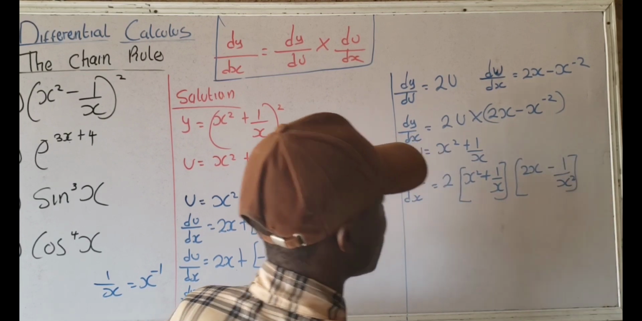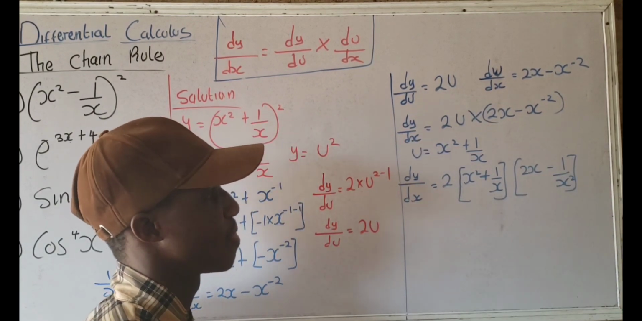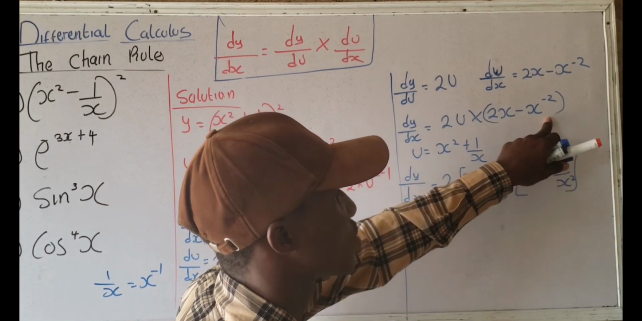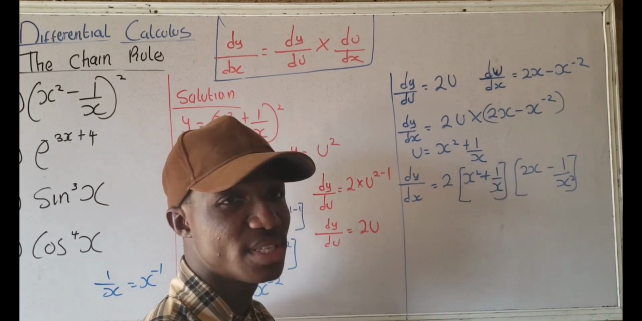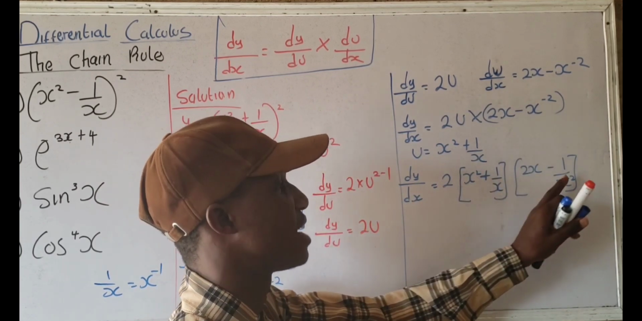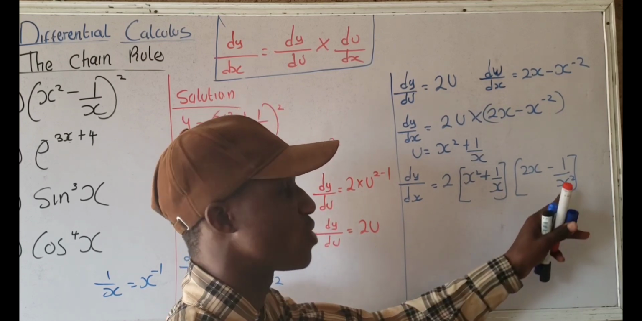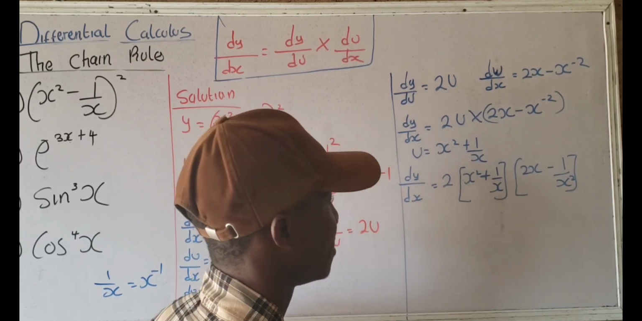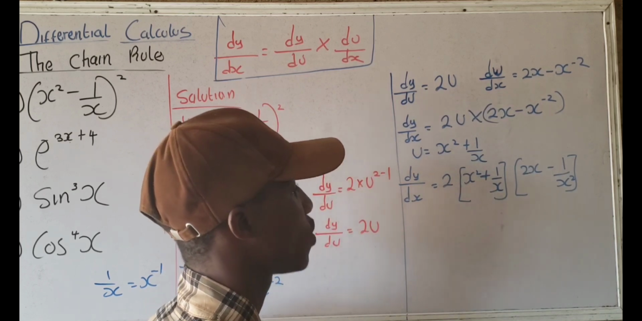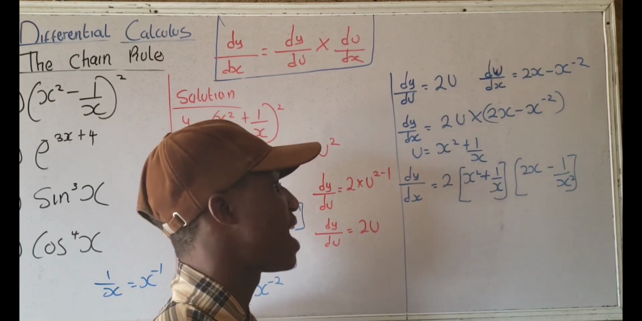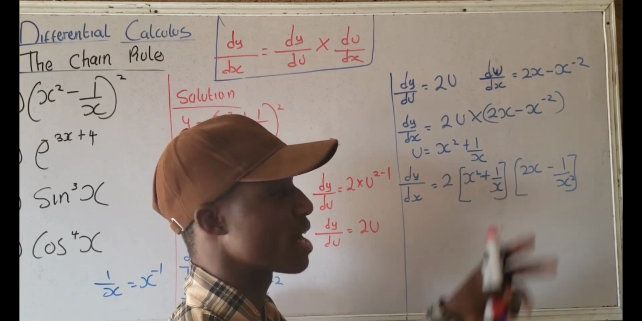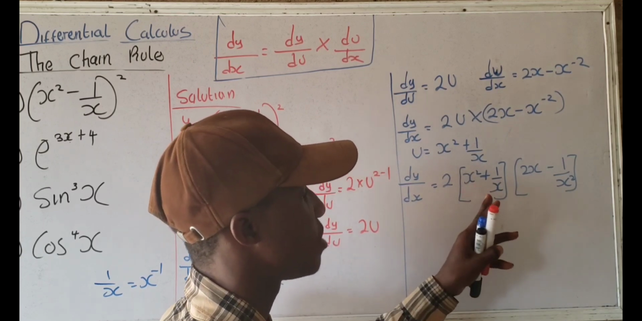Do you know how I got this? Listen. What I did is that x raised to the power of negative 2, according to the laws of indices, can be written as 1 over x squared. You understand? So that is how I got 1 over x squared. So I've not done anything. The next step is that in an attempt to help us simplify this solution, I'm going to take the LCM of both brackets. Okay? Let us take the LCM of each bracket.